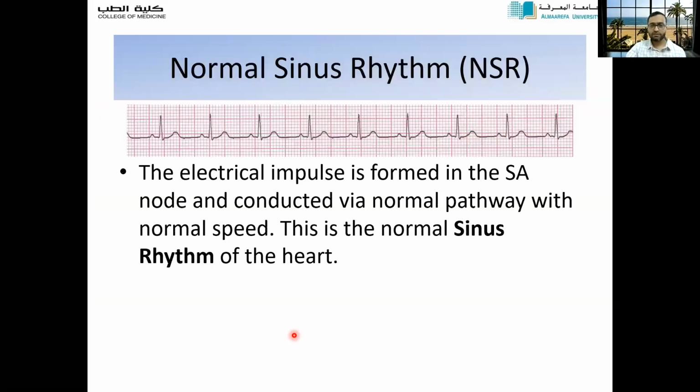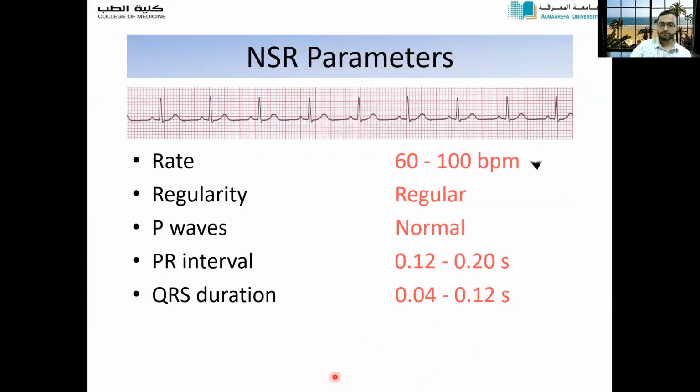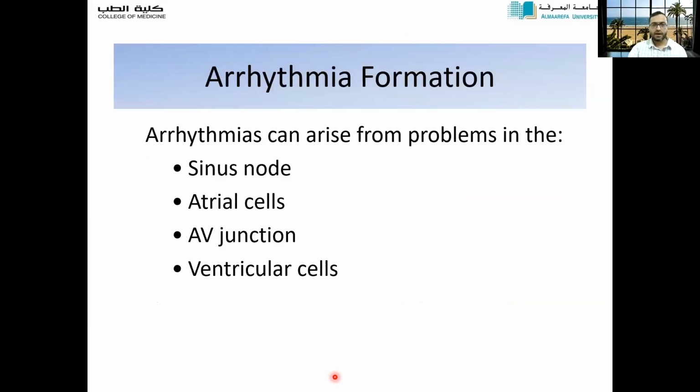So the normal sinus rhythm, we know that beats originate in SA node, conducted via the normal pathway with a normal speed. This is a normal sinus rhythm. If anything deviates from this, this is arrhythmias. So this is a 5-point checklist. If it deviates from it, it is simply an arrhythmia. Now, arrhythmia formation can be at different places. The defect can be in SA node. The defect can be in the atrial cells. The defects can be at AV junction, at AV node and bundle of His, or it can be ventricular cells.